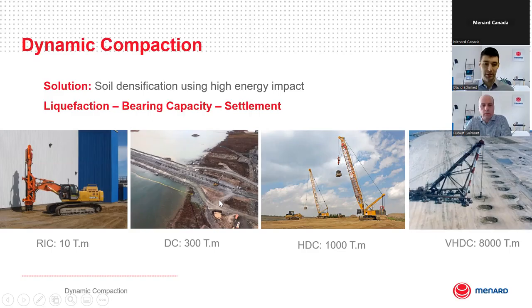And this can compact, in appropriate soils, about 10 to 12 meters of ground. If you need less, like I mentioned before, the rapid impact compaction is extremely efficient for that. And then there's also been cases where we've built larger machines if we need to go very deep.